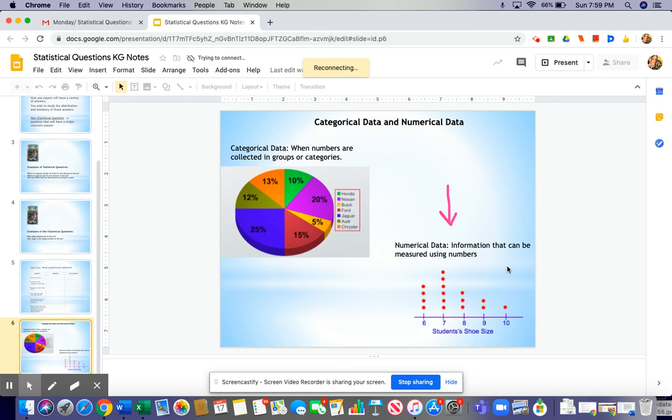So, for example, we took a survey of students' shoe sizes in one of our classes. We started with size 6 and we ended with a size 10. So by looking at this, we see 4 students wear size 6. 1, 2, 3, 4, 5, 6 students wear size 7. 3 students wear a size 8. 2 students wear a size 9. 1 student wears a size 10. These numbers are our driving force in collecting specific data.